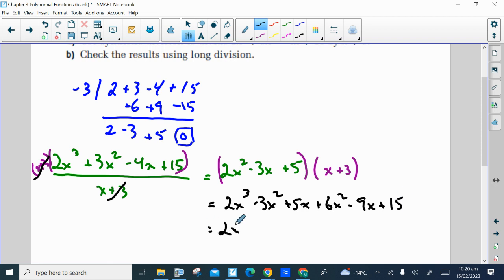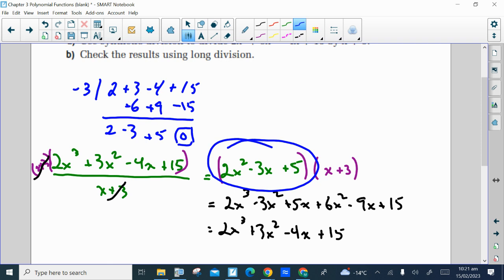And when we simplify this, we've got our 2x cubed. Negative 3x squared plus 6x squared is positive 3x squared. That's the right second term. 5x take away 9x is negative 4x, and then plus 15. So there's our check. We just showed that our answer is correct. Just so there's no confusion here, this is our answer. The coefficients, or the numbers at the bottom, give us the coefficients of the answer. Right?